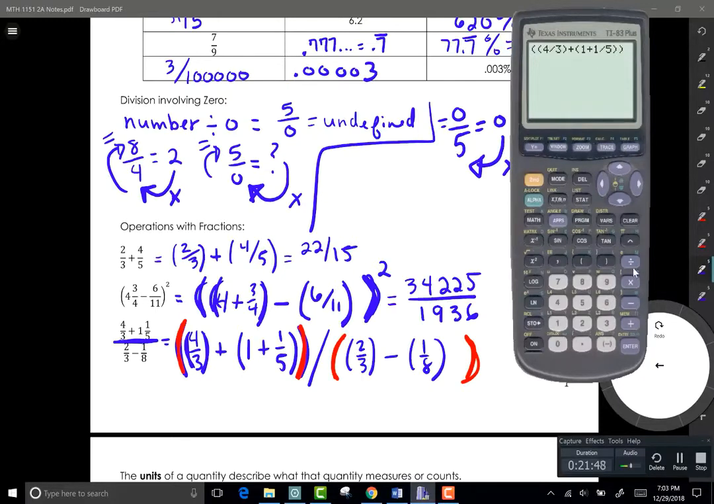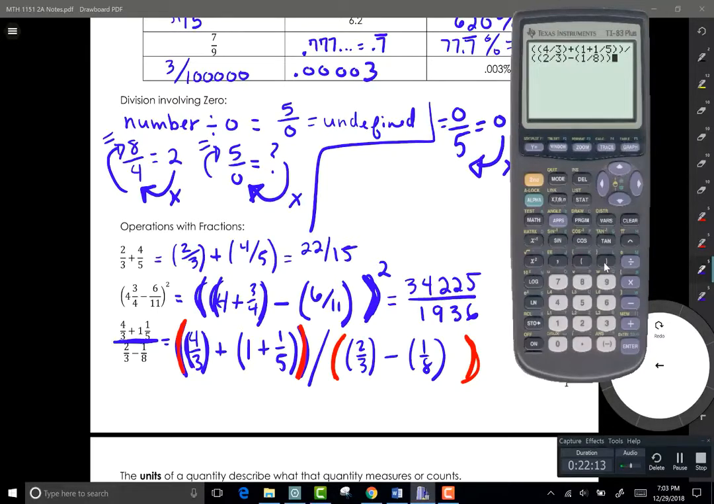Then I'm going to do the division bar. And then I'm going to open parentheses for the denominator, and then open parentheses for the 2/3, minus 1/8, and then close parentheses for the denominator. As you can see, there's lots of parentheses.